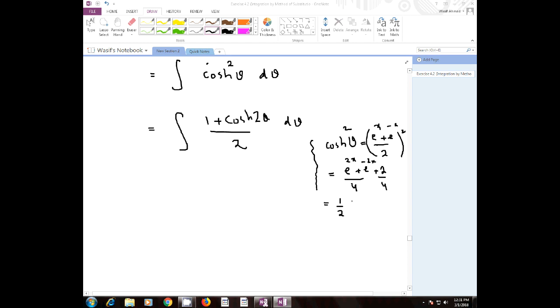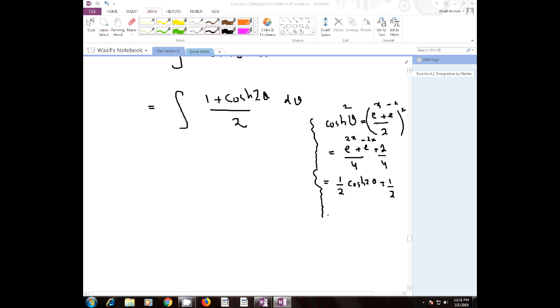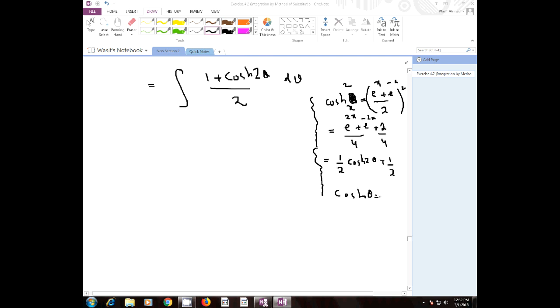and this is equal to 1 divided by 2 cos hyperbolic 2 theta plus 1 by 2, which is equivalent to the required formula. What happened here, I have just mentioned that cos hyperbolic theta is equal to, here it should be x, actually there is not theta, there is cos hyperbolic square x.